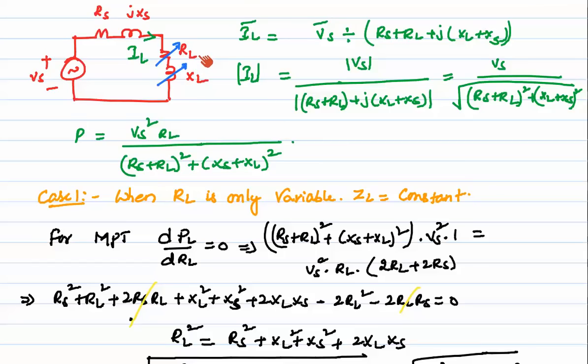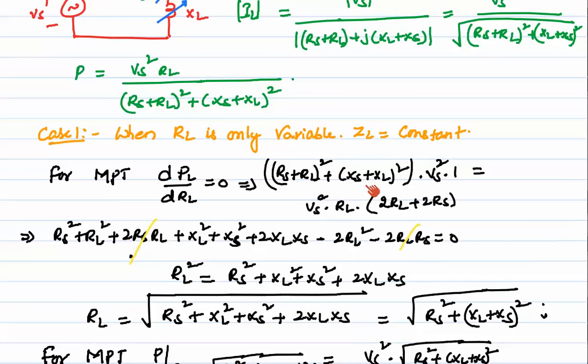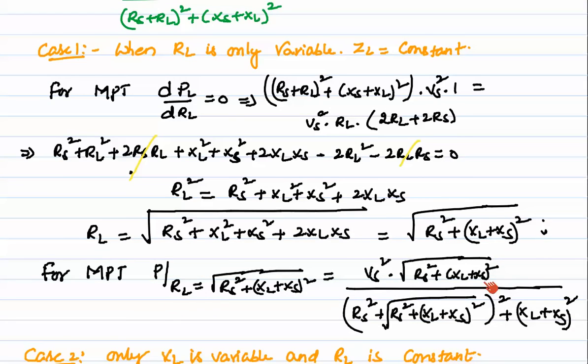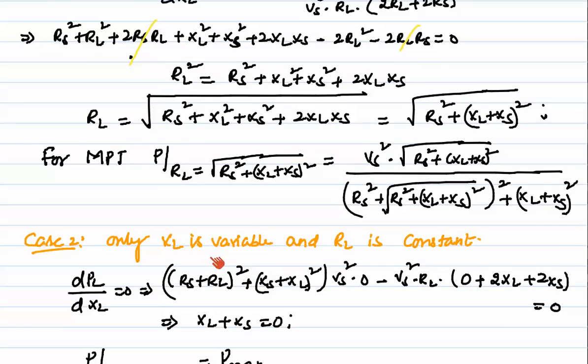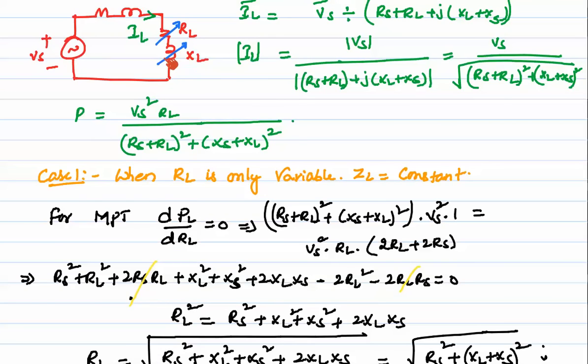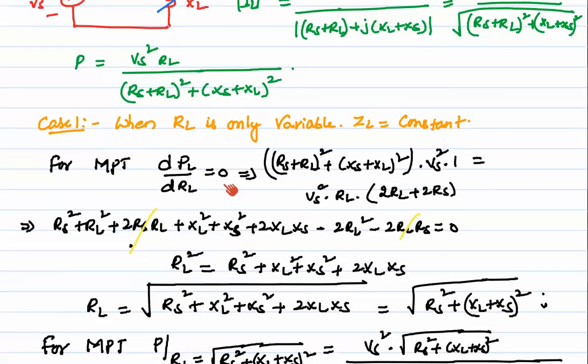So at that time, RL is equal to the square root of RS square plus (XL plus XS) whole square. So that's the conclusion. For maximum power transfer, this is the condition. Next case is when XL is variable and RL is constant.